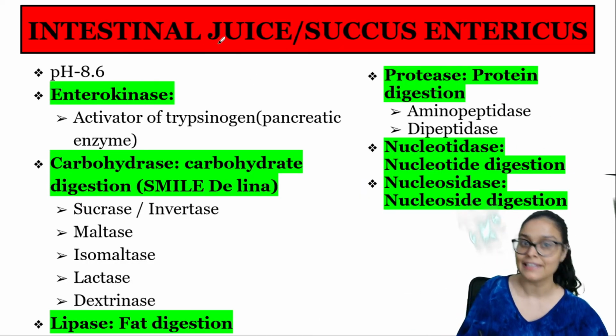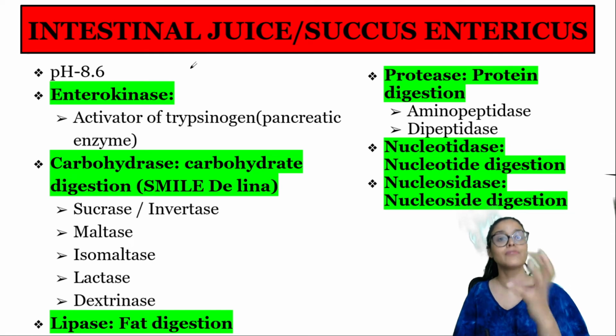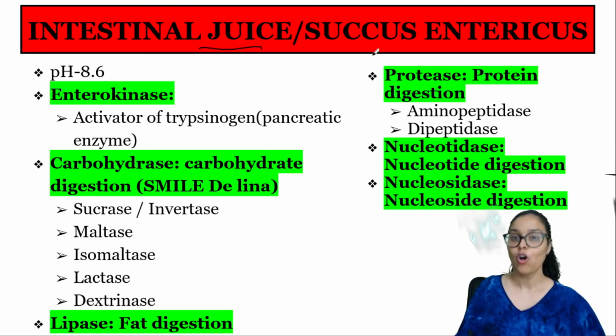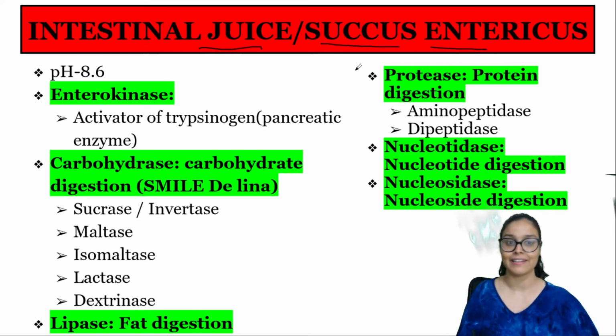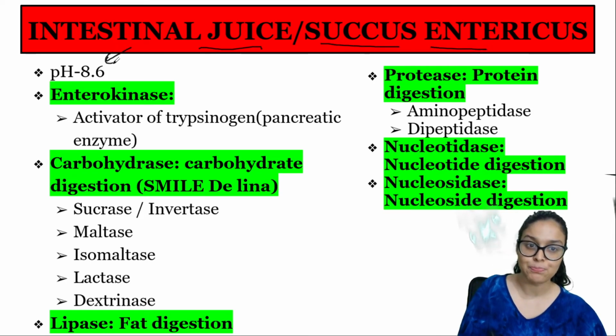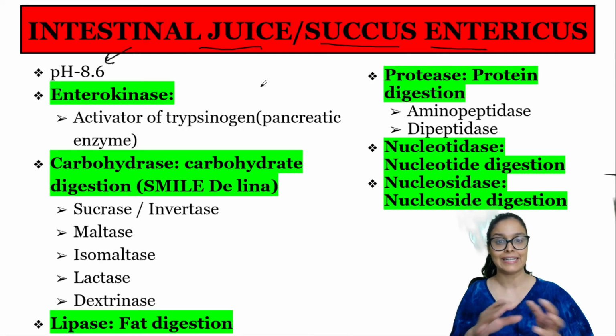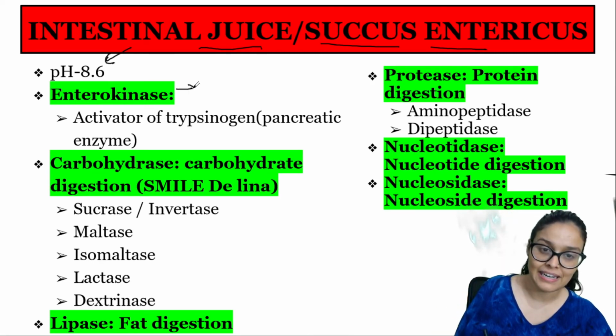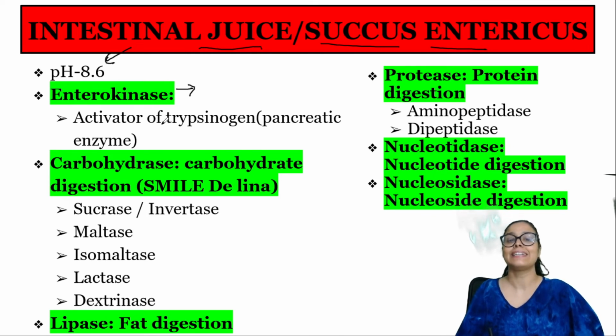And we will be seeing that obviously the composition of these glands, composition of these cells is the intestinal juice, also known as succus entericus. So what is the pH? pH is 8.6 of the intestinal juice or succus entericus. And obviously, it will be secreting these enzymes.